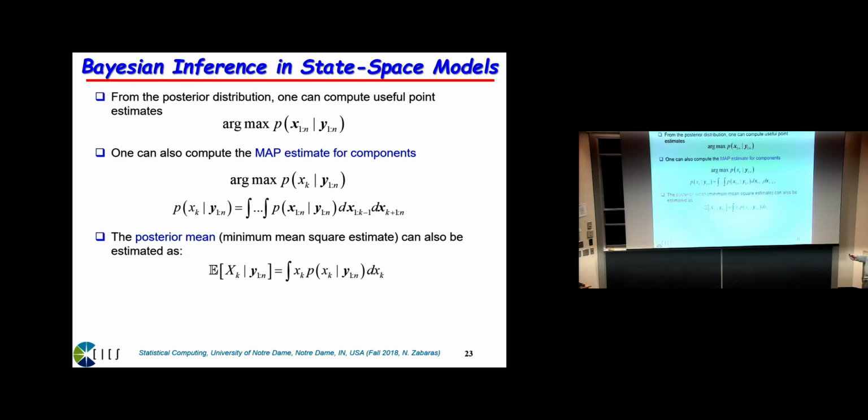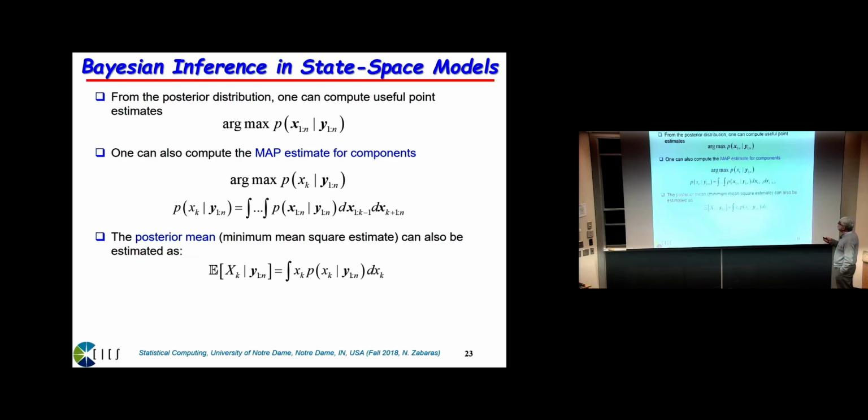Or you may say, I have observations up to time n, but I'm only really interested to find state xk. So you do experiments from now to, let's say, n equals 100, and you say, I only want to know the MAP estimate for this marginal posterior. So you are only interested in the values of xk, k less than n. You're not interested to compute all the states. In this case, this marginal is basically where you have integrated out all the x's except k. All right, so you integrate out from 1 to k minus 1 and from k plus 1 to n.